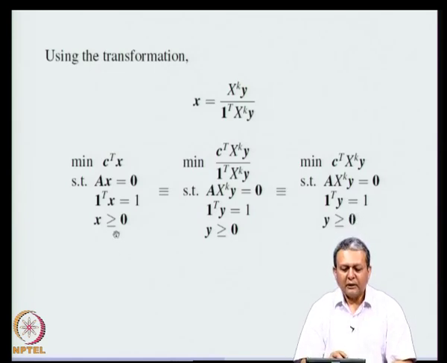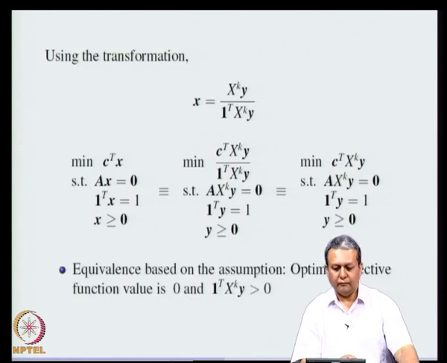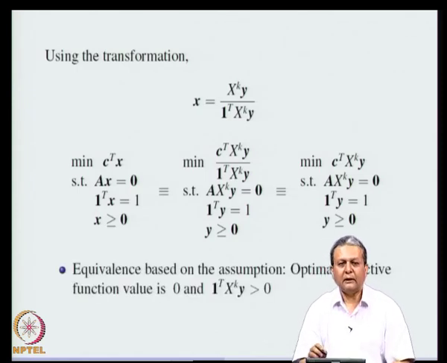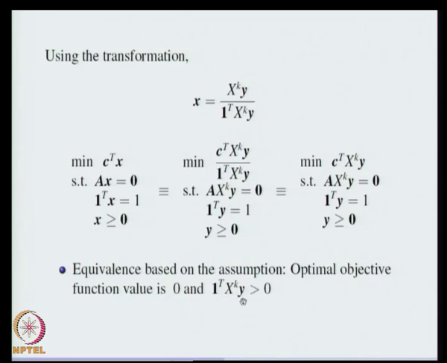So, the original linear program, which is in homogeneous form, is now converted to another linear program in the y space, which is also in homogeneous form. Okay. So, now we have to solve this program using the projected steepest descent method. Now, as I said earlier, the equivalence of these two is possible because of the assumption that the optimal objective function value is 0 and 1 transpose xk y is greater than 0.